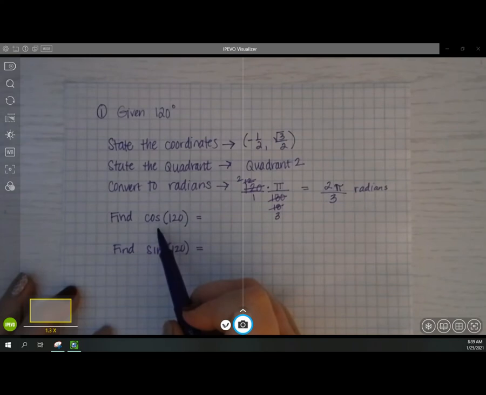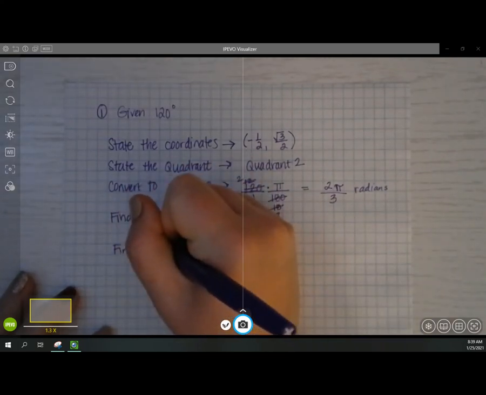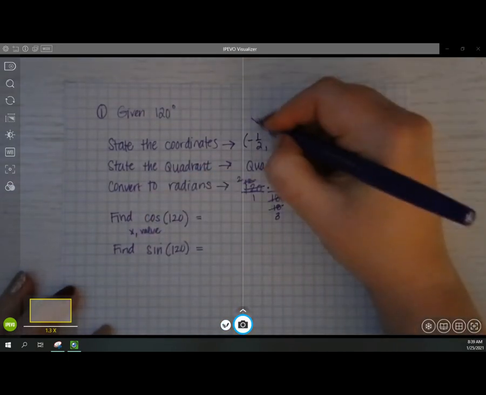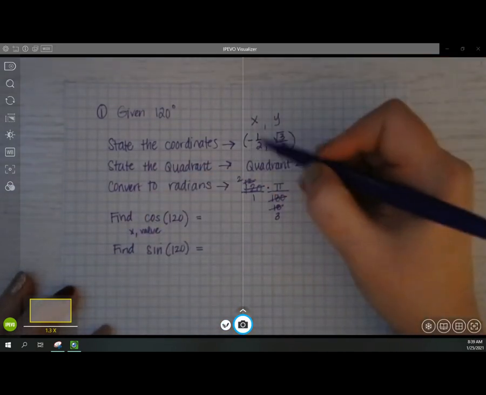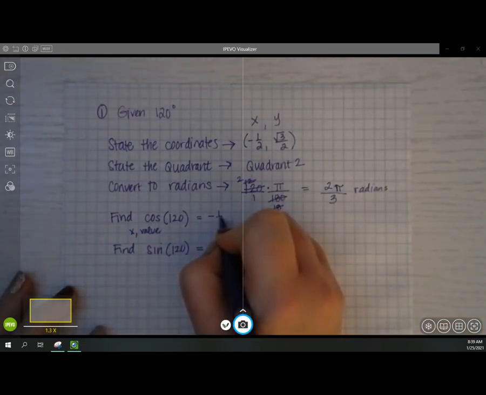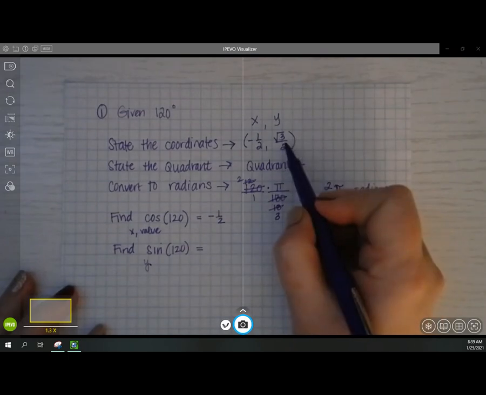To find the cosine of 120, cosine is the x coordinate or the x value. So I'm going to look up here. My x is negative 1/2. Cosine of 120 degrees is negative 1/2. Sine of 120 degrees is the y value of the coordinate. So sine 120 degrees is root 3 over 2.